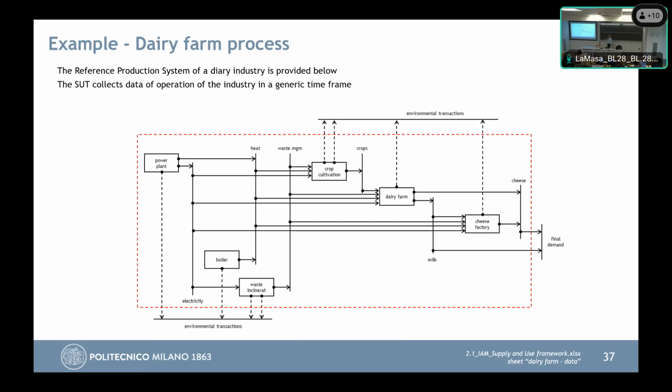okay? For the dairy farm, the main output is supposed to be milk, of course, and it is also producing cheese, but cheese is also produced as a primary product by the cheese factory, okay? This may happen. So we have the total cheese that is delivered as final demand. Now, given this reference production system, do you have some comments about the possible technology assumption that may better fit this system as a whole?